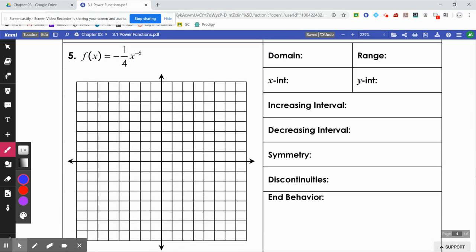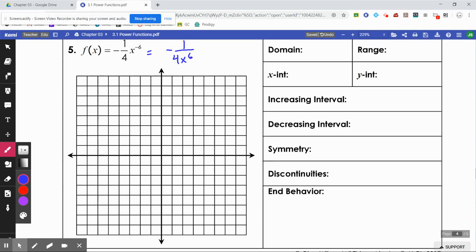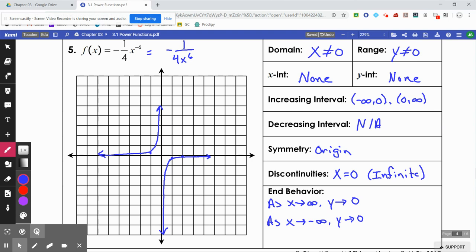Okay, and the last one. Pretty much the same thing. Negative 1/4 x to the negative 6 would be negative 1 over 4x to the 6th. Table of values. And you have basically the same graph. So I went ahead and have filled everything out. Again, your domain, x can't be 0, y can't be 0, your range. And there is no x or y intercept.